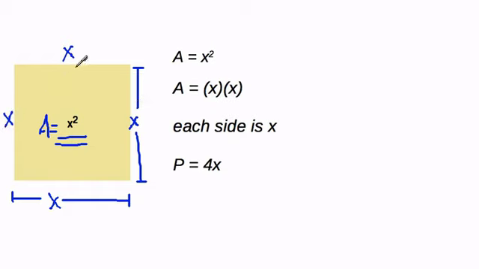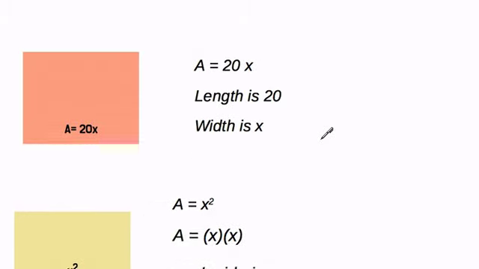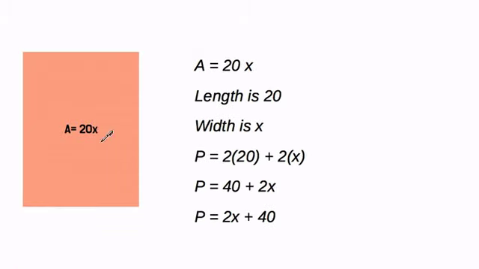Now, to get the perimeter, we gotta add all of them, and it's gonna be the same as the previous problem that we had seen a while ago. How many x's do we have there? We got 4 of them, so it's gonna be just 4x. That's gonna be the answer. Now this one, it says 20 times x. So this means that you have a base or a length of 20, and the other one is gonna be x.